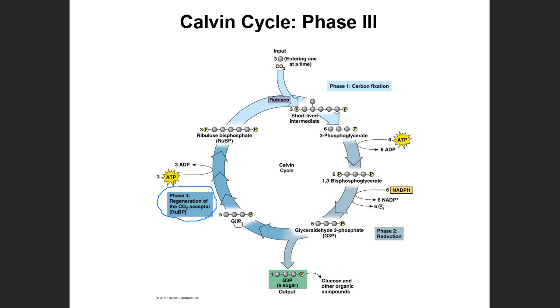So now the majority, or 5 out of every 6 G3P molecules produced for every 3 CO2, enter phase 3, and with the help of enzymes, the G3P is treated as a reactant, converted to the product RuBP, which is our CO2 acceptor. But notice, in order to do that, it requires not only the energy of ATP, but again, it requires the phosphate groups of ATP. So by the end of phase 3, this CO2 acceptor known as RuBP has been regenerated.